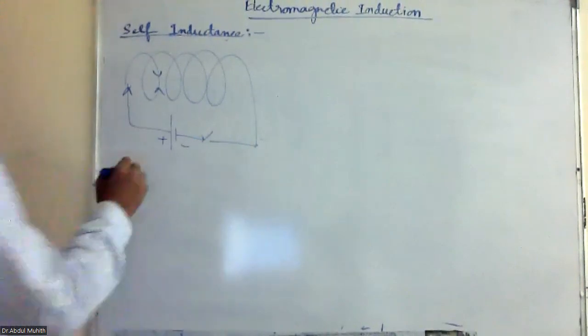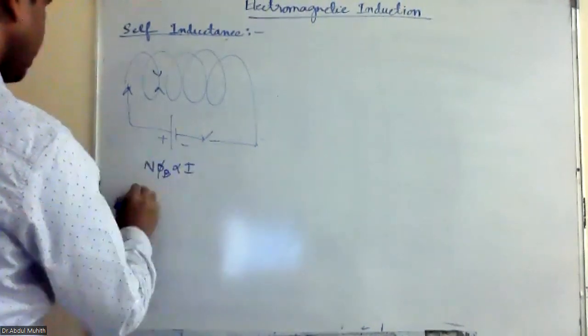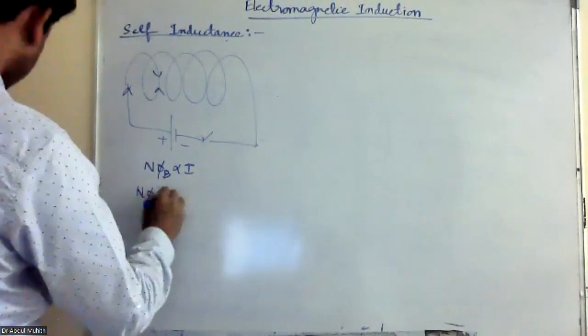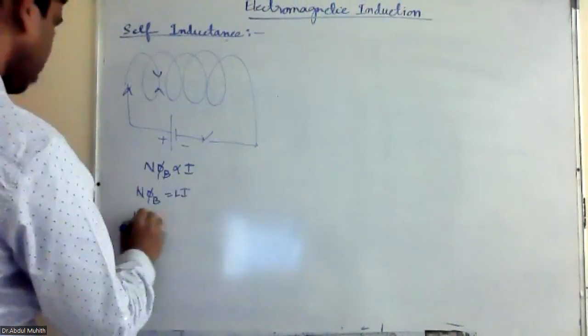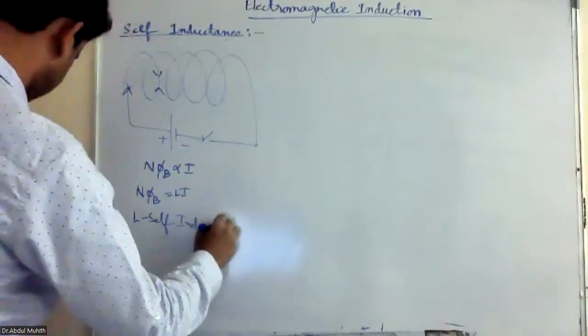So now here we have N phi B, and N phi B is proportional to I. So we write N phi B is equal to L into I, where L is said to be self-inductance.